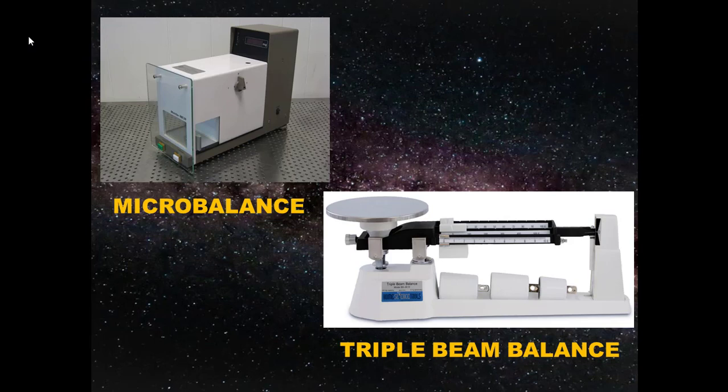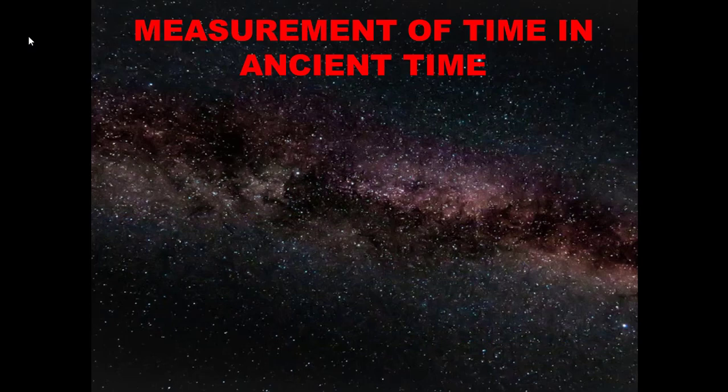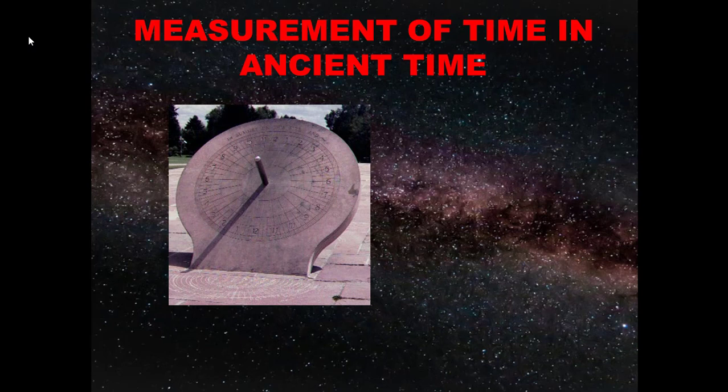Then we have measurement of time. Measurement of time in ancient times. One of the earliest of all devices to tell time was the sundial. A sundial is a device that tells us the time of day when there is sunlight by the apparent position of the sun in the sky. It consists of a flat plate, the dial, and a gnomon which casts a shadow onto the dial.